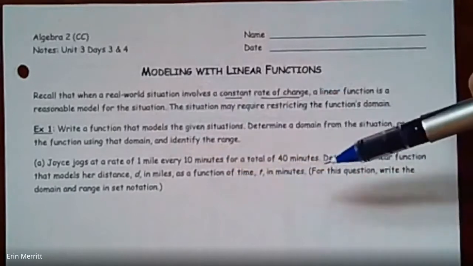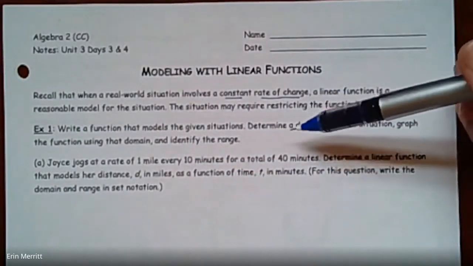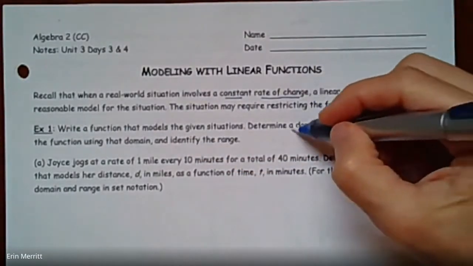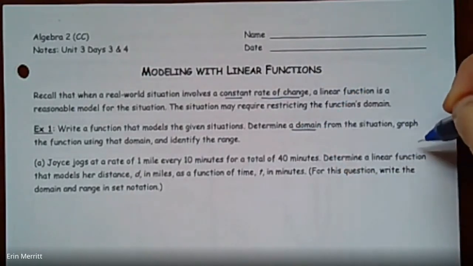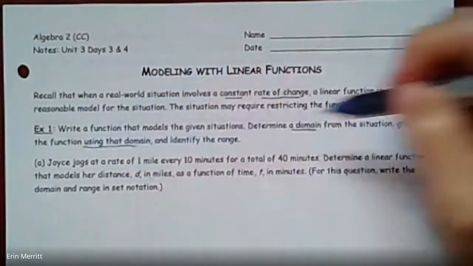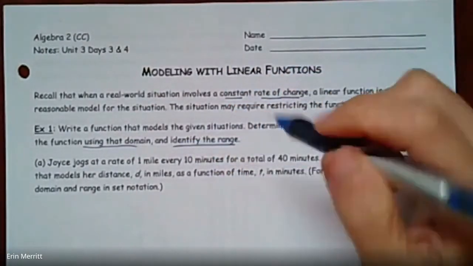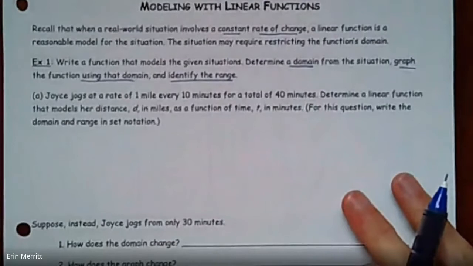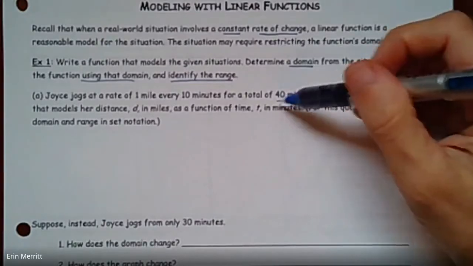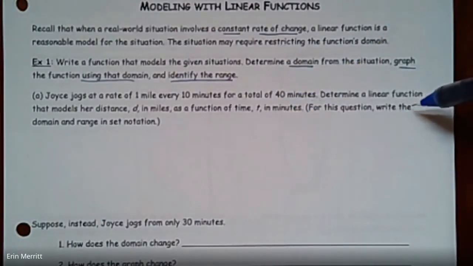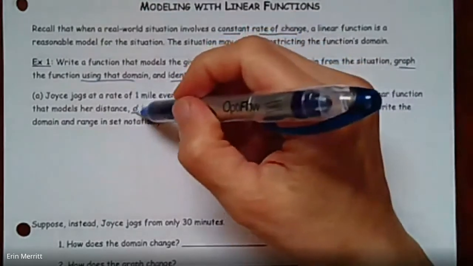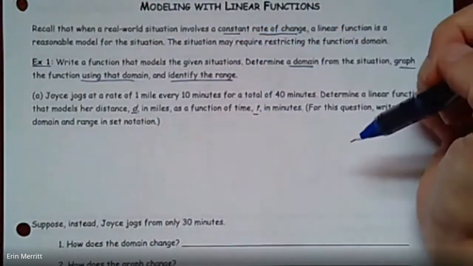So the first one says, write a function that models the given situations, determine a domain from the situation, and then graph the function using that domain. So let's draw a little sketch and then identify the range. All right. So this first one says that Joyce jogs at a rate of 1 mile every 10 minutes. So Joyce would be my girl. It's about my pace for a total of 40 minutes. Determine a linear function that models her distance in miles as a function of time in minutes.